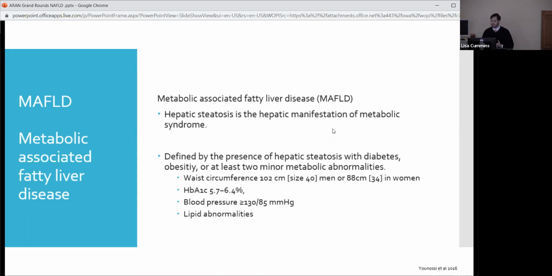MAFLD, defined by the presence of hepatic steatosis with diabetes or obesity, or at least 2 of the minor metabolic abnormalities. And these are the same things we use when we diagnose metabolic syndrome also. So easy: waist circumference, 40 for men, 34 for women, that A1C over 5.7, right? If you get to diabetes, that's diabetes with fatty liver disease, that counts. So that pre-diabetes range, hypertension, and lipid abnormalities. So high LDL, low HDL, high triglycerides, all those would kind of count toward this diagnosis.